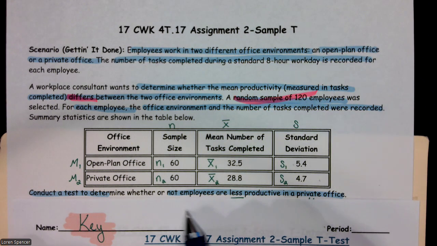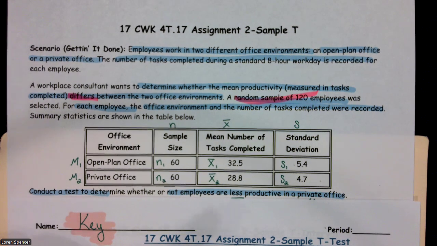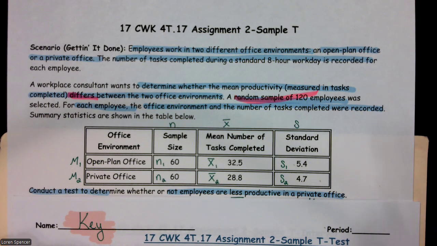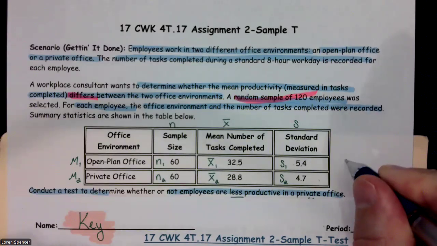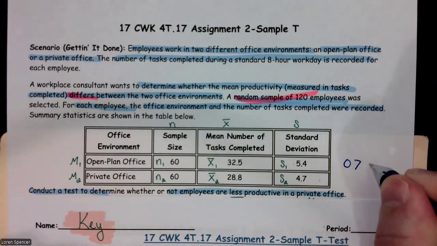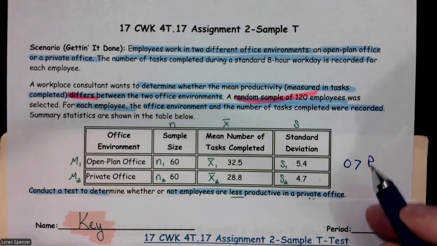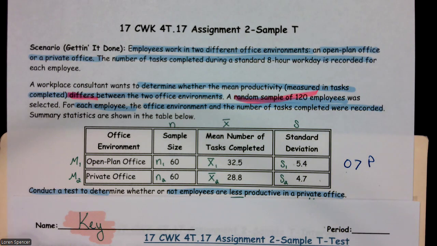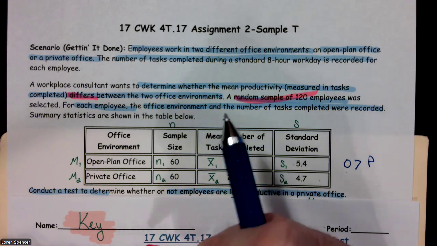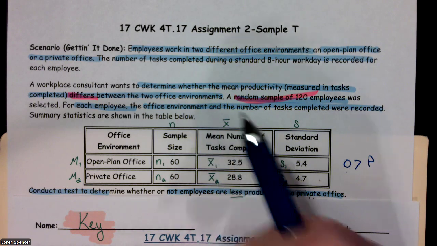Conduct a test to determine whether or not employees are less productive in the private office. All right, so if we say open has more productivity than private, that's going to be our alternative hypothesis. And they want us to test at an alpha level of 0.05.